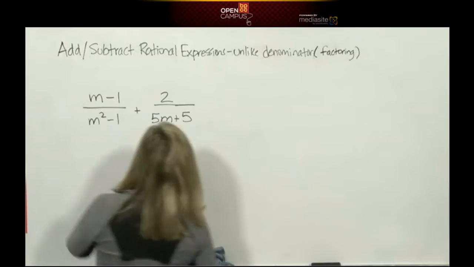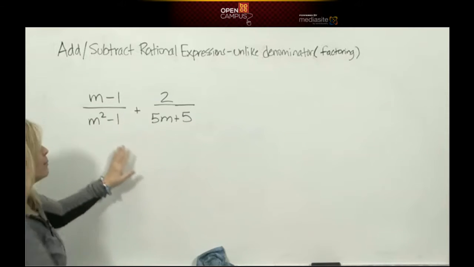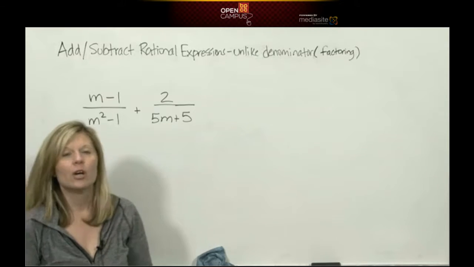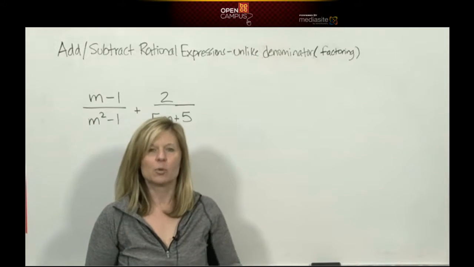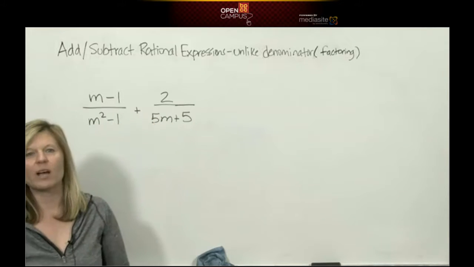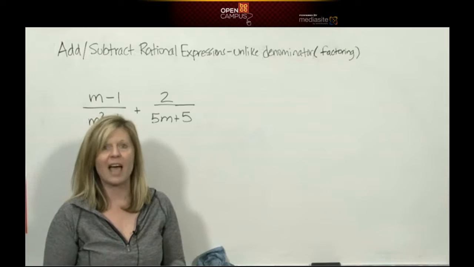Okay, so I want to add two rational expressions, and if I look to add, the rule is I must have the same denominator. These are obviously not the same denominators, so I'm going to need an LCD. So again, because this is algebra and we have binomials, the easiest way to find the least common denominator is to break them down into primes, which is factoring.